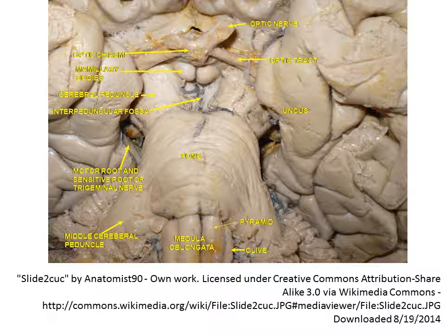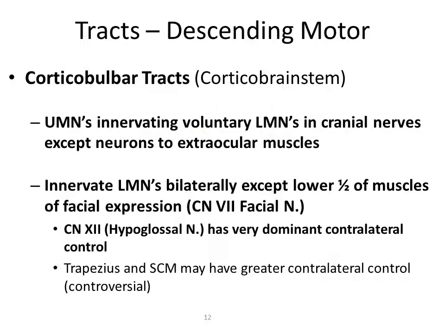On either side of midline, there's a groove down the middle. On either side of that, you see a bump, and those would be the medullary pyramids. There's a pyramid on each side. And then lateral to that, there's another bump called the olive, and we'll talk about that more when we talk about the different cranial nerve nuclei, as well as when we talk about the cerebellum.